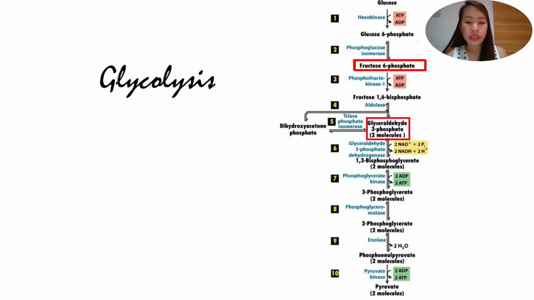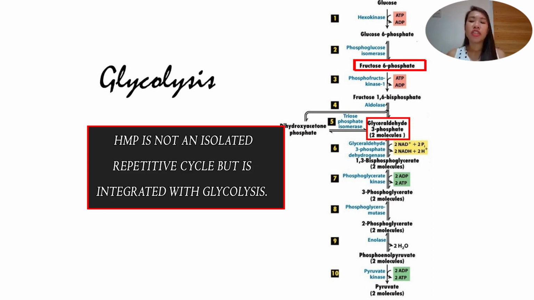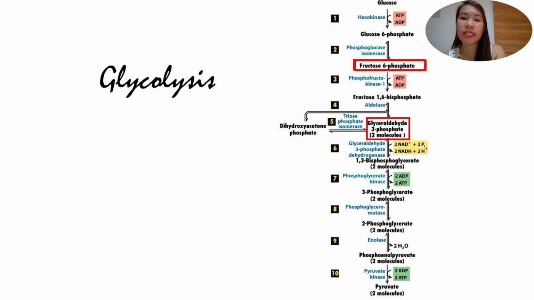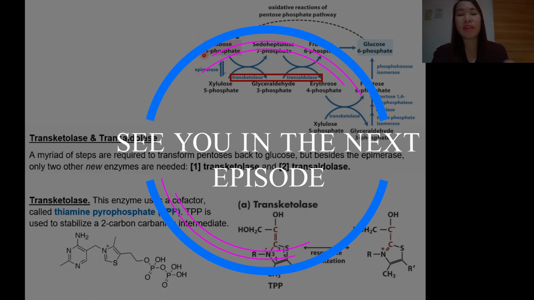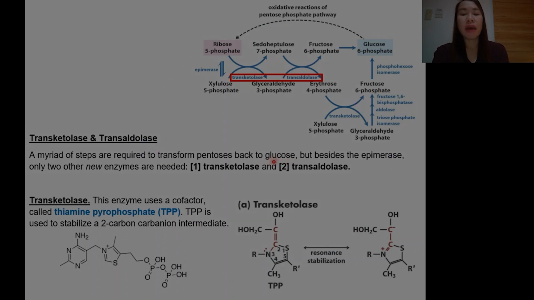Now, here in this next portion where we are showing glycolysis, we would like to emphasize, class, that the hexose monophosphate shunt is not an isolated repetitive cycle, but rather it is integrated with glycolysis. So remember, this is the process of glycolysis. We can see here fructose 6-phosphate and glyceraldehyde 3-phosphate molecules, which are intermediates of glycolysis and also serve a part in the hexose monophosphate shunt. So it is not an isolated process. Rather, it is also integrated in glycolysis. So these are required to transform pentoses, so ribose 5-phosphate, back to glucose. Okay, back to glucose.